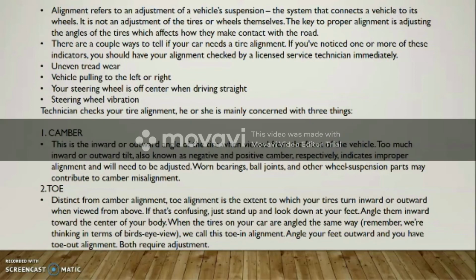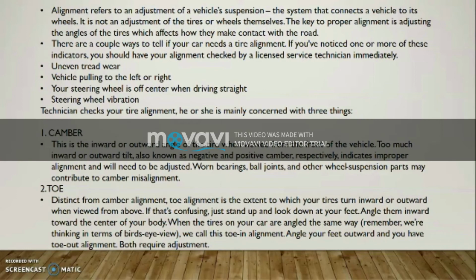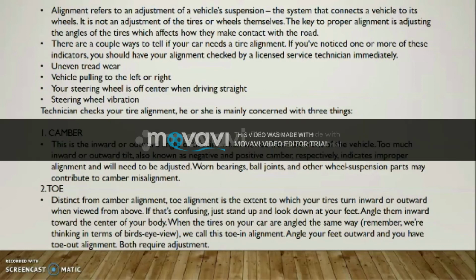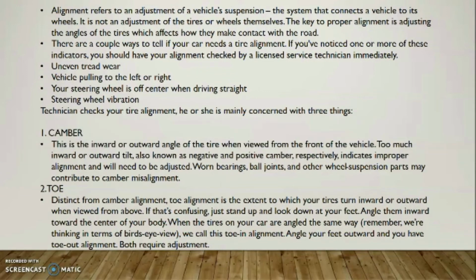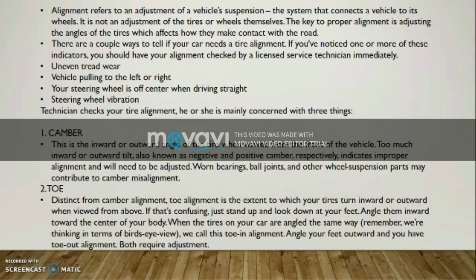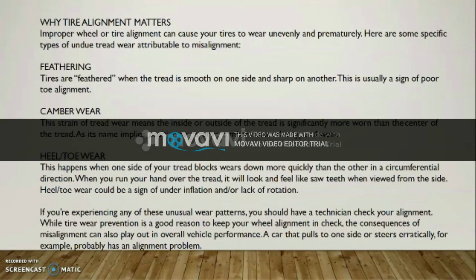This item is the inward or outward angle of the tire when viewed from the front of the vehicle. Too much inward or outward tilt is also known as negative and positive camber. Next is toe. Toe alignment is the extent to which your tire turns inward or outward when viewed from above. If that's confusing, just stand up and look at your feet. Angle them inward toward the center of your body.